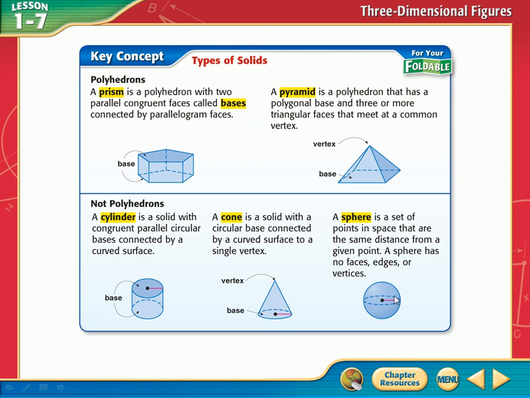If it's the same distance around from that one point right there, we call that a sphere. It's like a ball, right? But look at it. It doesn't have any faces, doesn't have any edges, doesn't have a vertex. It does have a center, though. That little dot right there we would call the center of that sphere.